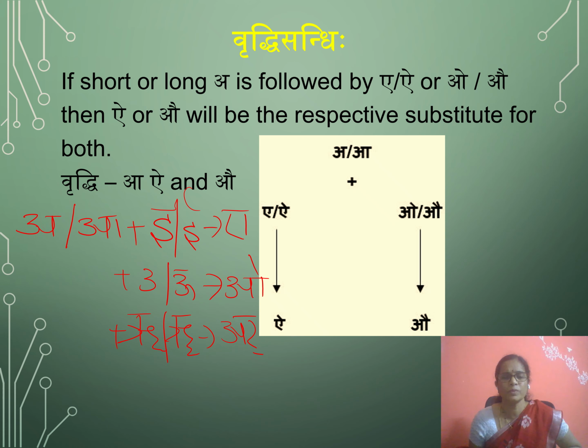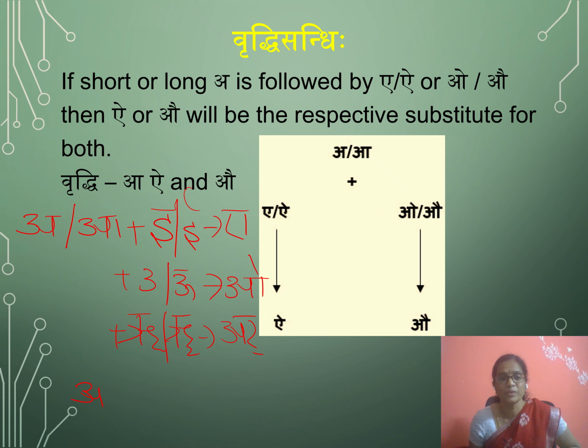Now A plus O we got. Remember these two. Okay, understood? Now we will see Vriddhi Sandhi. If short or long A is followed by A or I. Now you see Guna Sandhi A plus E, A. Then after getting A from Guna Sandhi, now that A we are adding to A. A plus A or I will become I.